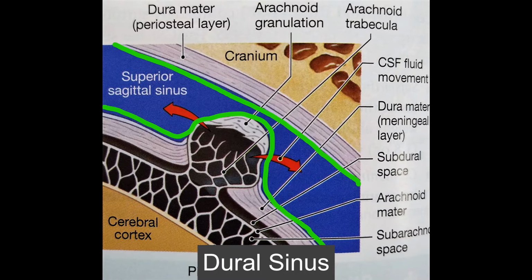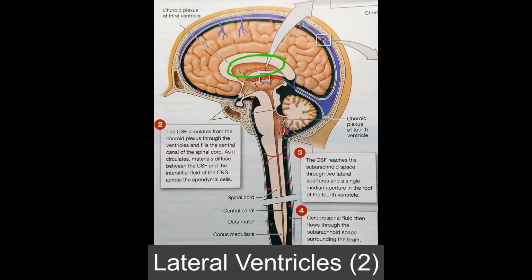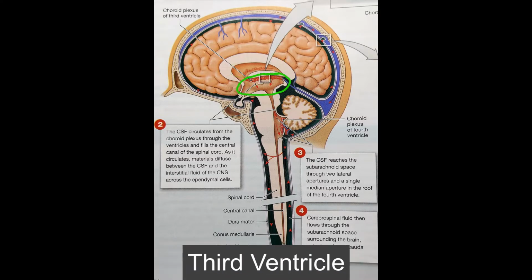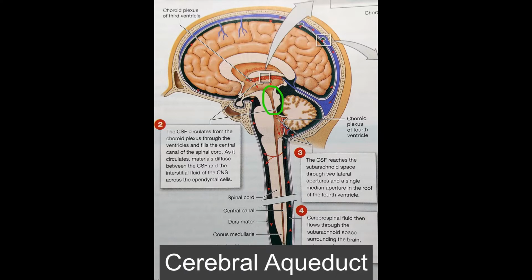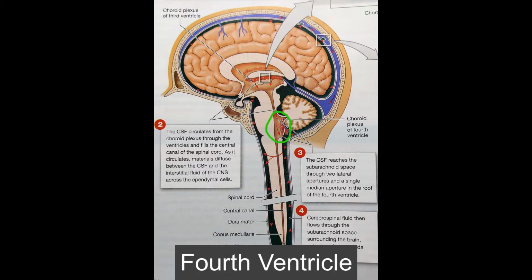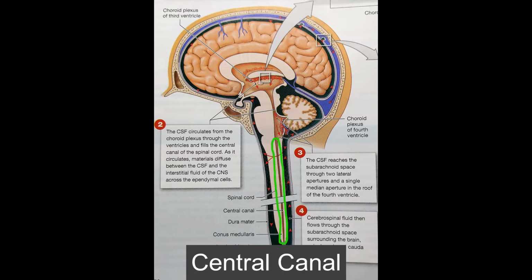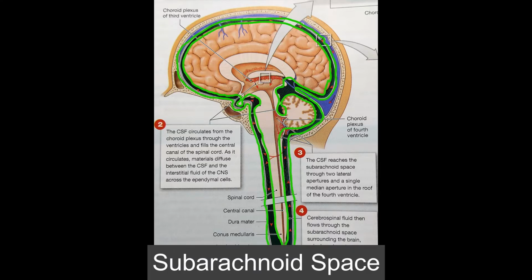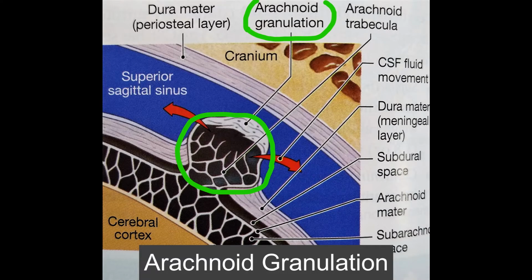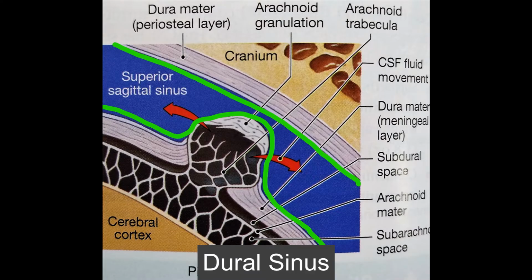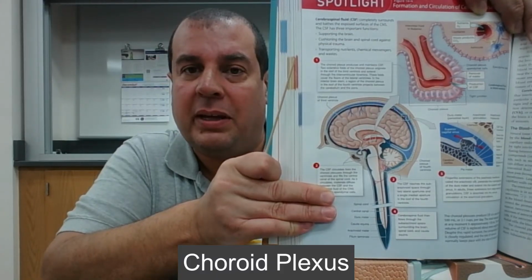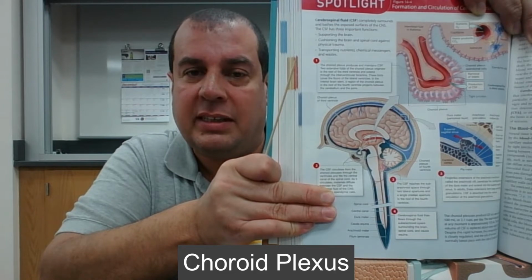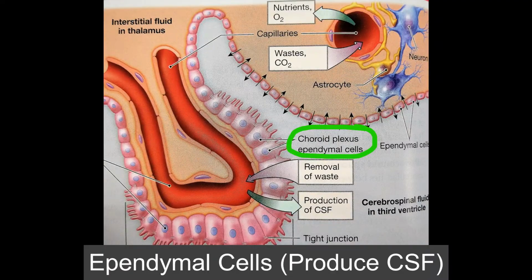Okay, so the lateral ventricles dump the CSF into the third ventricle. The CSF goes through the third ventricle to the cerebral aqueduct into the fourth ventricle, and the CSF can go up and down the central canal or go around the subarachnoid space of the spinal cord and then around the subarachnoid space of the brain. Then the CSF will go out the arachnoid granulations into the bloodstream and start all over again, back into the choroid plexus, which can produce the CSF again. Choroid plexus is lined by ependymal cells, and that's what helps produce the CSF.